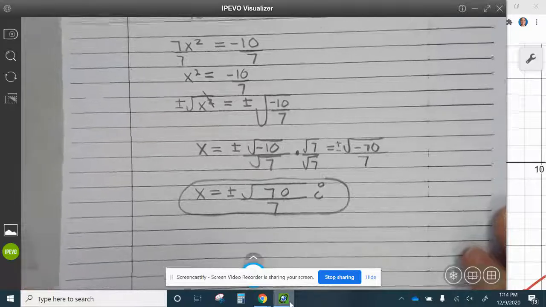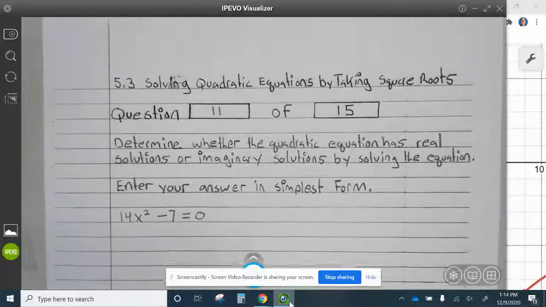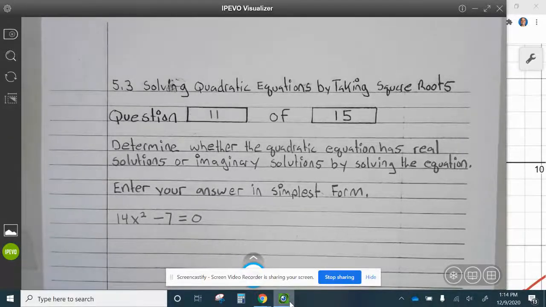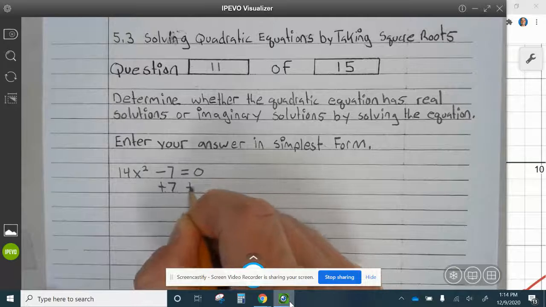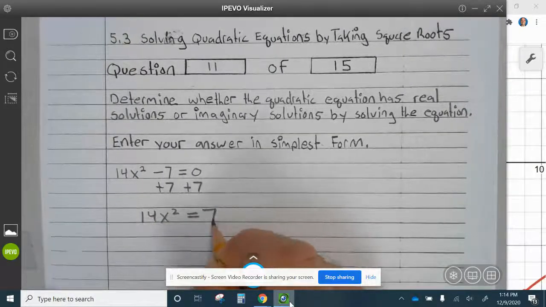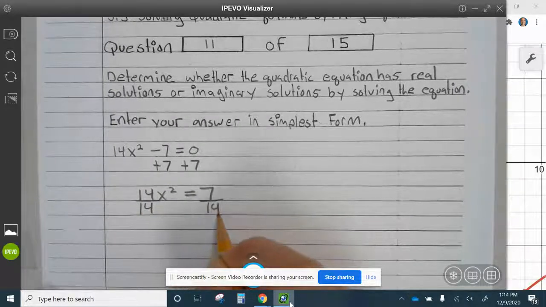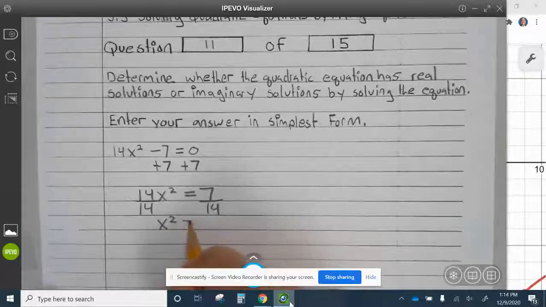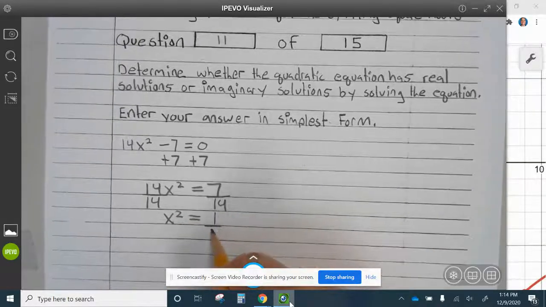Let's take a look at the next question. All right, question 11 of 15. Determine whether the quadratic equation has real solutions or imaginary solutions by solving the equation. Enter your answer in simplest form. Okay, so we're going to add 7 to both sides. So you have 14x squared equals 7. Divide both sides by 14. So you have x squared equals, now this is simple because 7/14 reduces to 1/2.